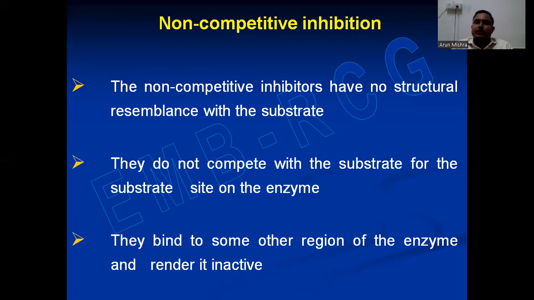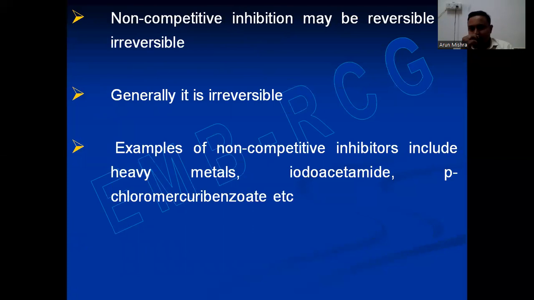Non-competitive inhibition is a type of inhibition where there is no structural resemblance between the substrate and the inhibitor. So they do not compete with the substrate for binding to the enzyme. They bind to some other region of the enzyme and render it inactive. Non-competitive inhibition may be reversible or irreversible. Generally, it is irreversible. Examples of non-competitive inhibitors include heavy metals, iodoacetamide, and p-chloromercuribenzoate.